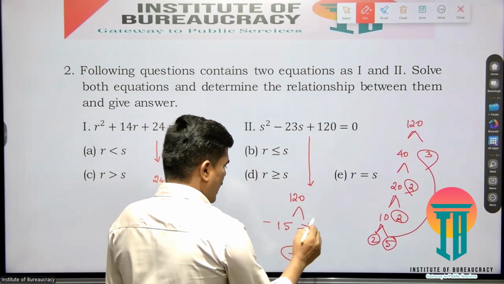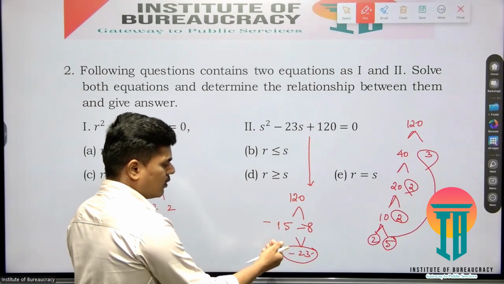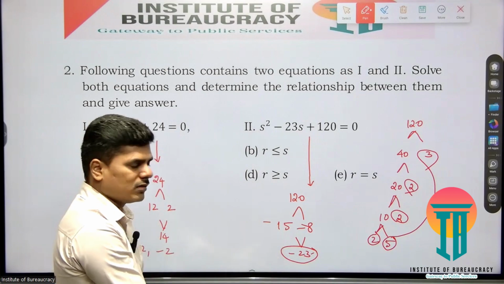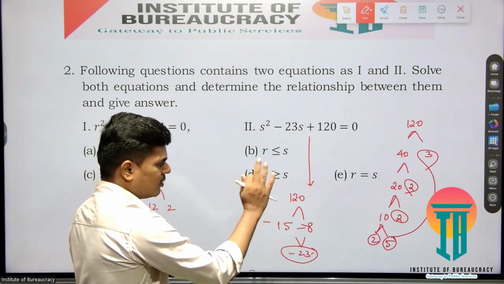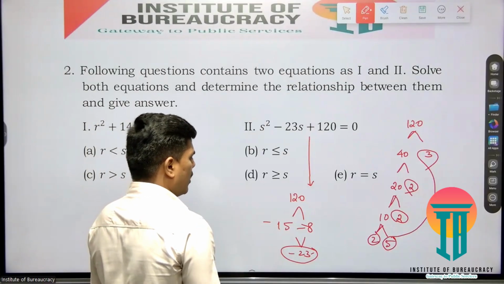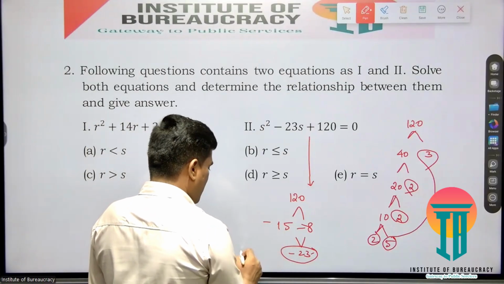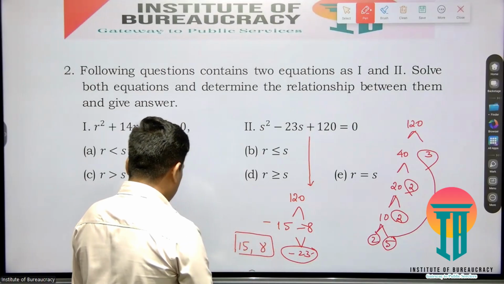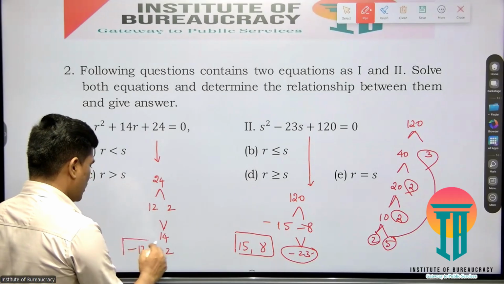But if you add them, if you put minus, then only you'll be getting minus 23. So minus 15 minus 8 is minus 23, and minus 15 into minus 8, if you multiply, you'll be getting 120. That's how you find this number. Now here the roots are 15 and 8. Here minus 12 and minus 2 are the roots.